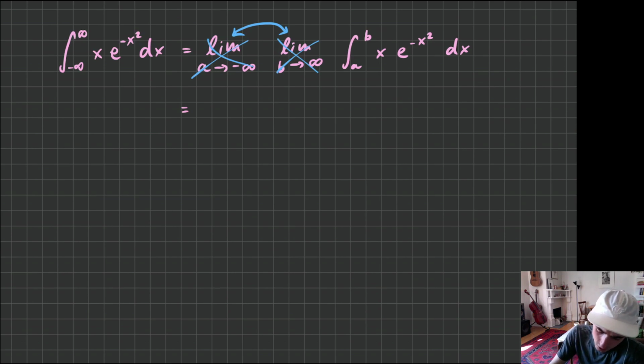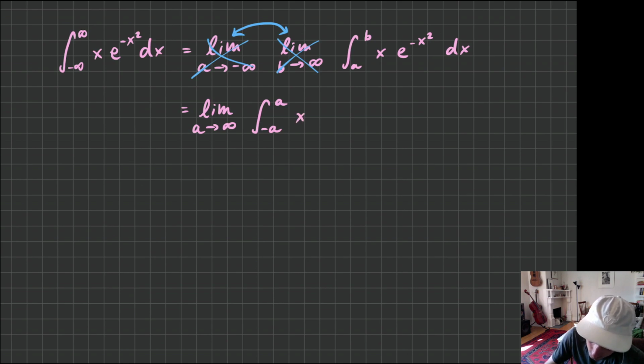One thing that we could try doing, though, is something like this. We could say that this is equal to the limit as a goes to positive infinity. So we'll take one limit, but then we'll go from negative a to positive a, right? So that's still just one limit. We're not splitting it up into two integrals.